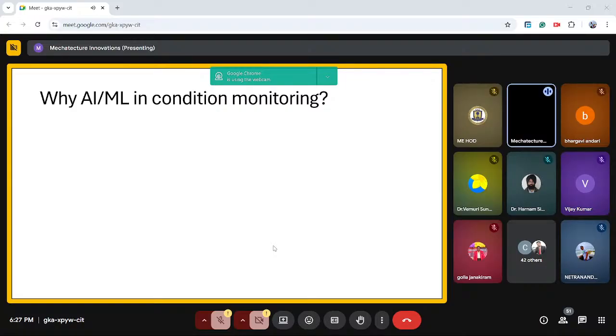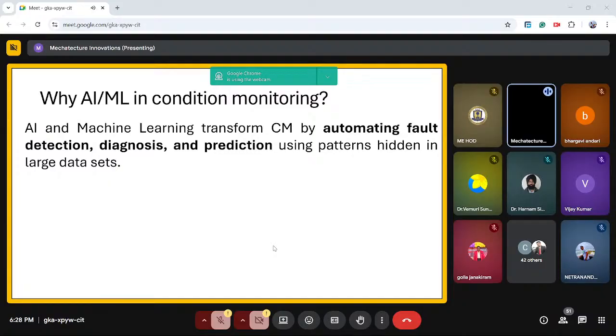With that, so far whatever we studied, we are only understanding what condition monitoring is and where AI is involved. A human can simply sit in front of the computer, see the condition, cross verify with the reference value, and press a red button for error and a green button for a good signal. But why will AI be utilized? Let's see the reason. AI and machine learning transform condition monitoring by automating fault detection. Not only detection, after detecting a fault, they can diagnose. Further, from the rate at which the data is deviating from normal, you can even predict using the patterns hidden in the larger data set.